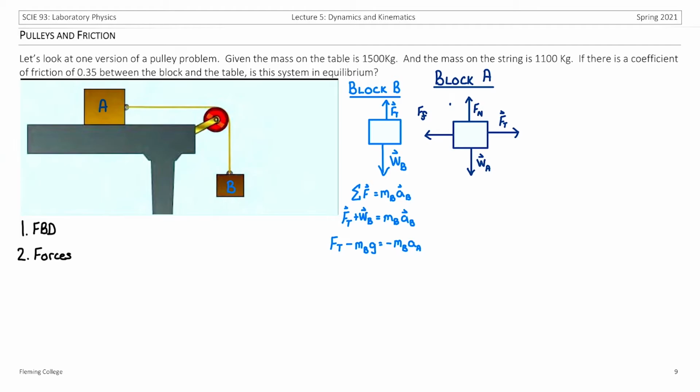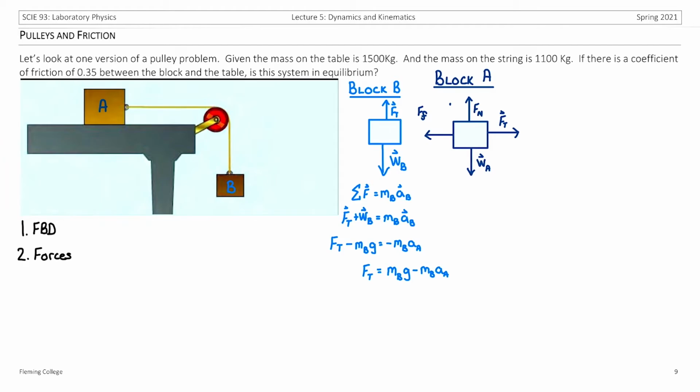To try and keep this approach as similar as possible to the more simplified problem, we'll also set this equation equal to force of tension, which means rearranging we'll have the mass of block B times gravity, subtracting the mass of block B times the acceleration of block A. And we switch our focus to the forces on block A.